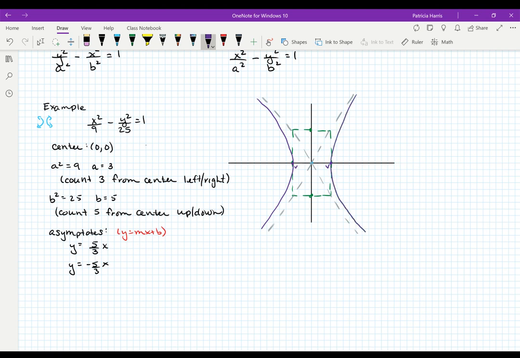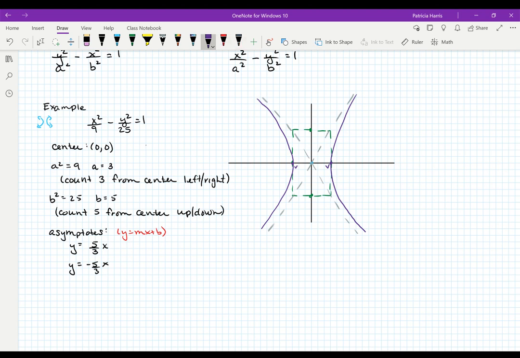All right, so that's your hyperbola. Now notice that I haven't graphed the foci or the directrix or anything like that yet. So what we're going to do is just start labeling the parts that we have right now, and then we'll worry about foci and directrix in a bit.